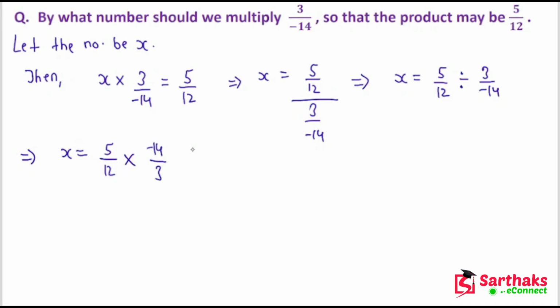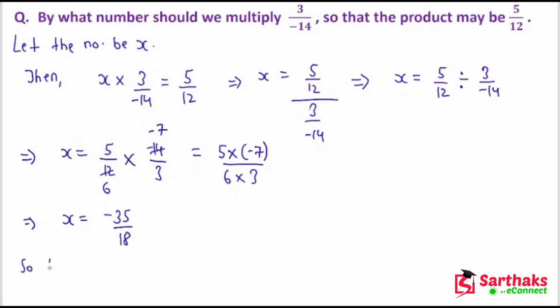Okay. So again, you can cancel out the common factors. Dividing them by 2, we will get 6 and dividing it by 2, we will get minus 7. Right. So the final answer would be 5 into minus 7 whole upon 6 into 3, which simply implies that x is equal to minus 35 upon 18. So you can write in words: the required number which should be multiplied by 3 by minus 14 is minus 35 upon 18.